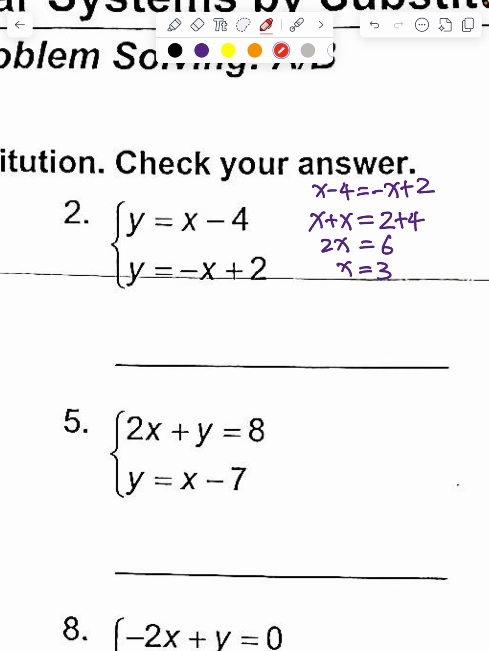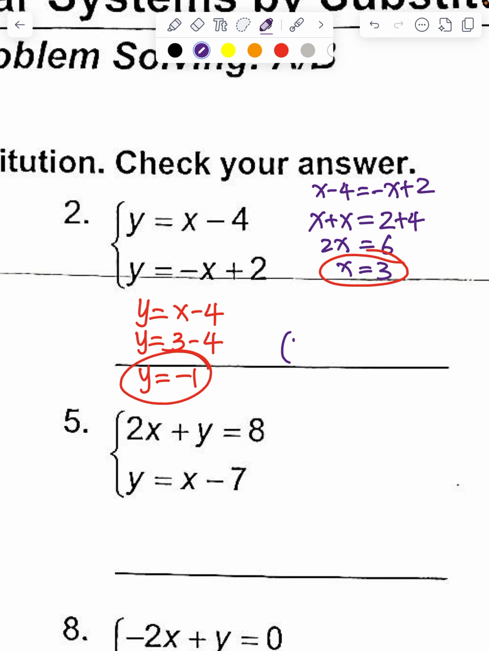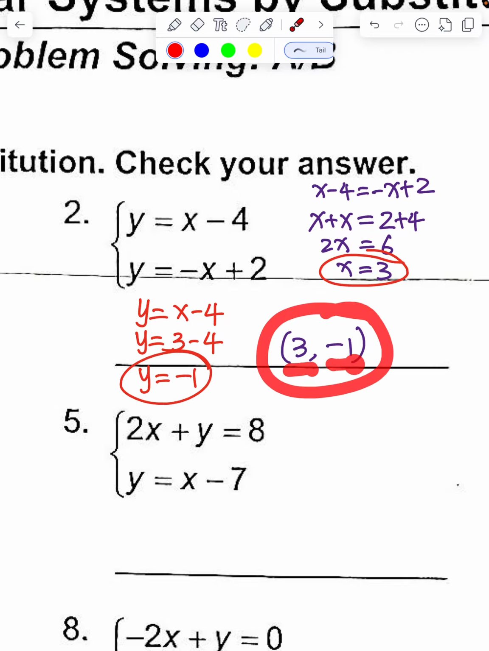x equals 3. Now I'm going to go back to the original equation to solve for y. I'm going to choose any one, the first one: y equals x minus 4. We know x is 3. 3 minus 4, so y equals negative 1. The answer is (3, negative 1). You can always check your answer by plugging the values back into your equations.